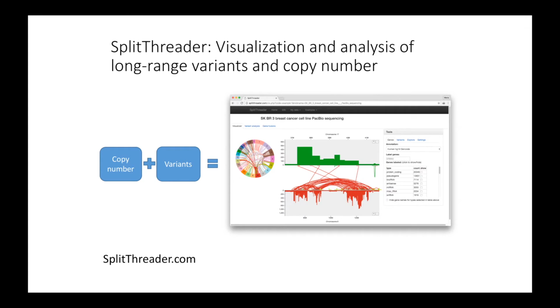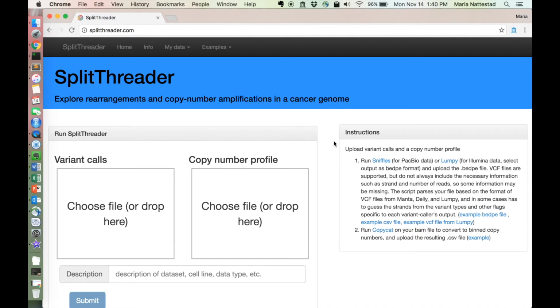So I'm going to show you a quick view of what SplitThreader looks like and what it can do for you. So let's hop on over to splitthreader.com. So here's splitthreader.com, and you can see there's instructions on the right side that tell you how to generate your variant calls and your CopyCat copy number profile.